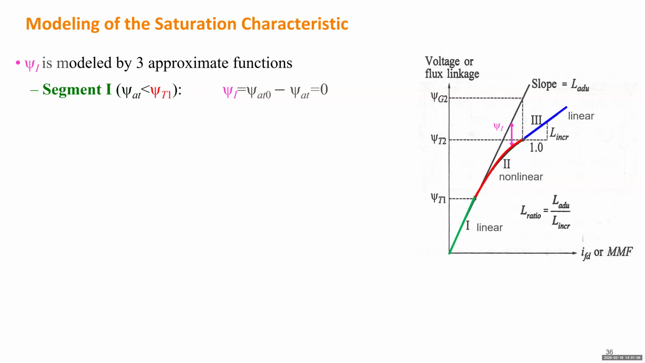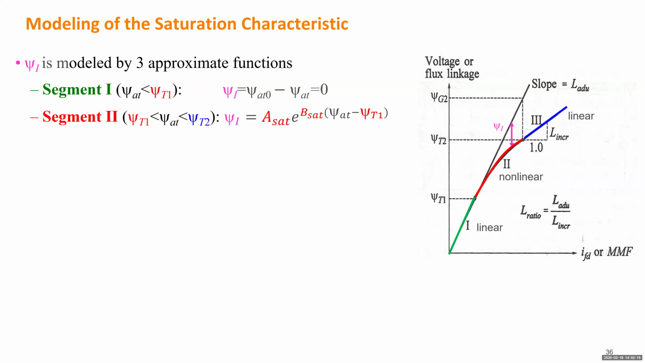Segment number one, when the flux linkage is lower than the first threshold, psi T1, the gap is basically zero. It's just a linear function. When we move to segment number two, it will be higher than psi T1, so it will be an exponential function. To model this curve, we need at least three parameters.